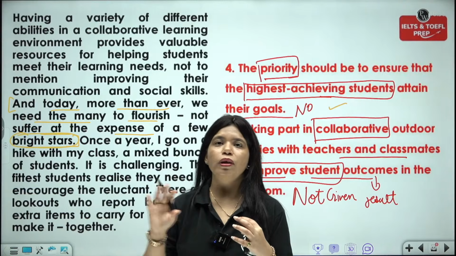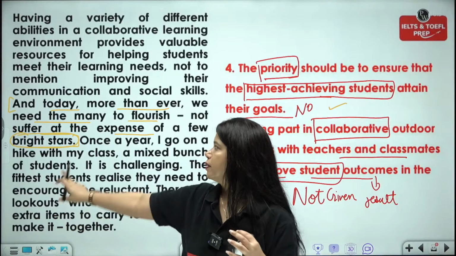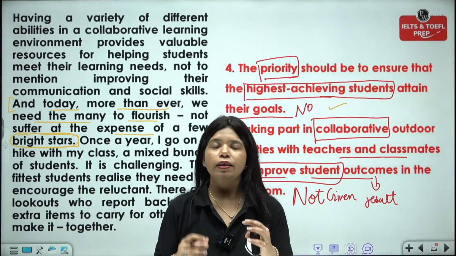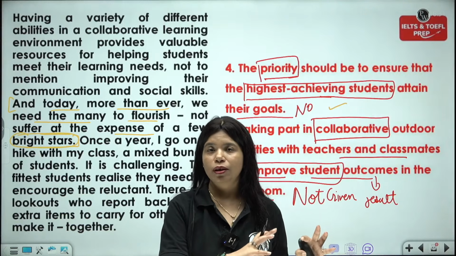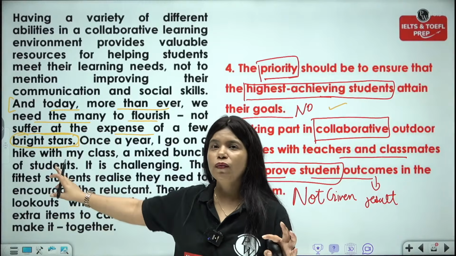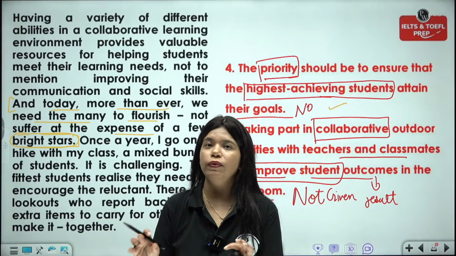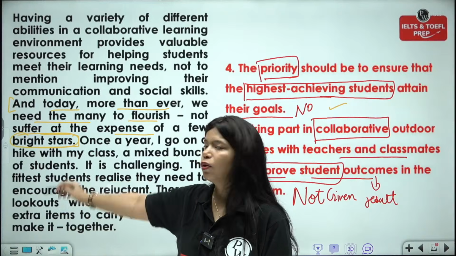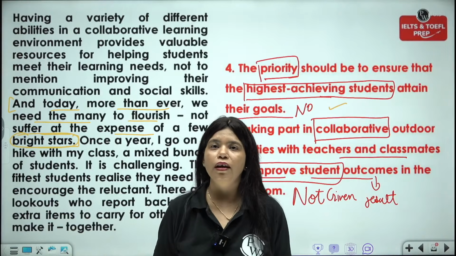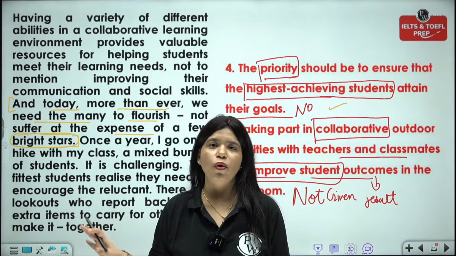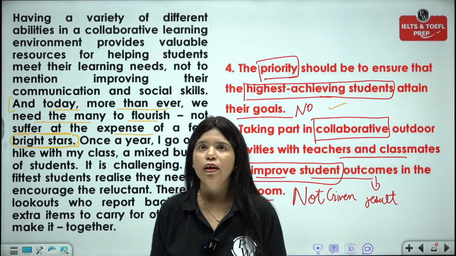They don't only want to focus on the brighter ones, as is written over here. They don't want the many students to suffer because of these few bright stars, because of these few highest achieving students. So no, they are not the priority. Question says they are a priority. Text says no, we want others to flourish. Okay, that's how it is.